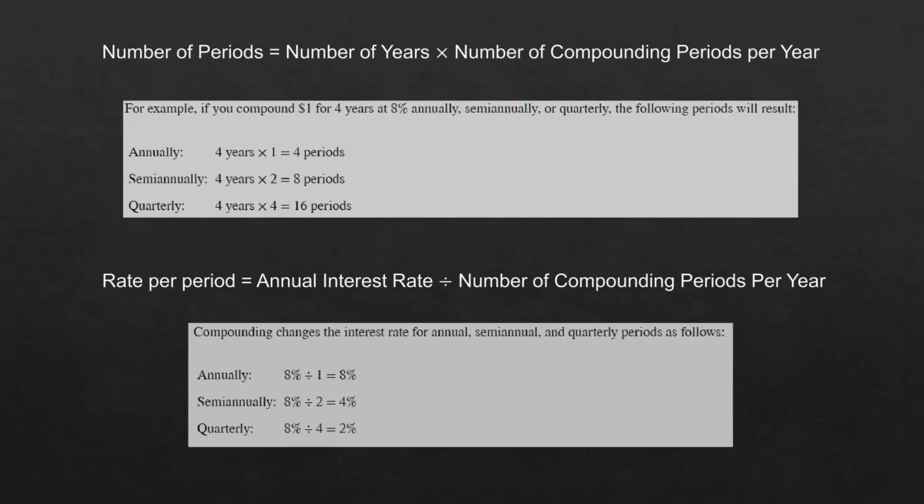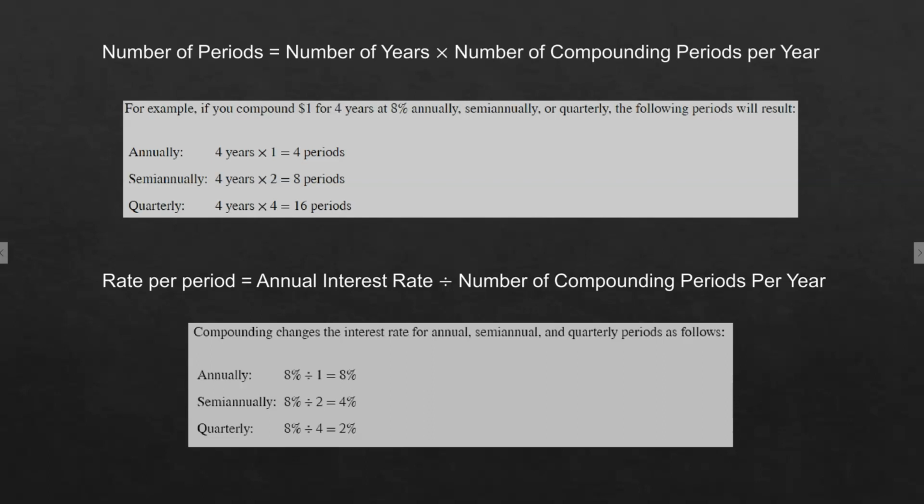And so if you compound $1 for 4 years at 8%, annually, semi-annually or quarterly, this is how many periods you would have. If you're compounding annually, you would compound 4 times because it's 4 periods, semi-annual, twice a year, so 8 periods, and then quarterly would be 16.